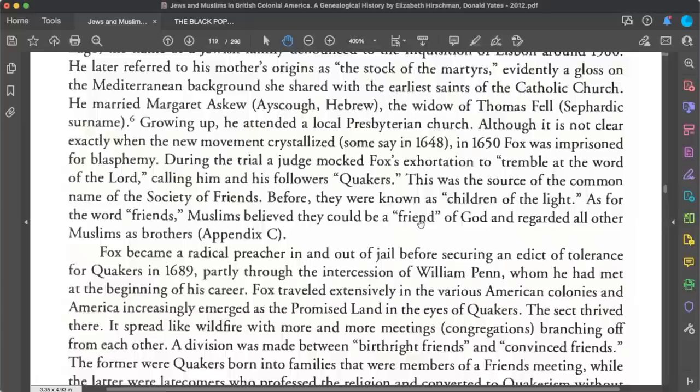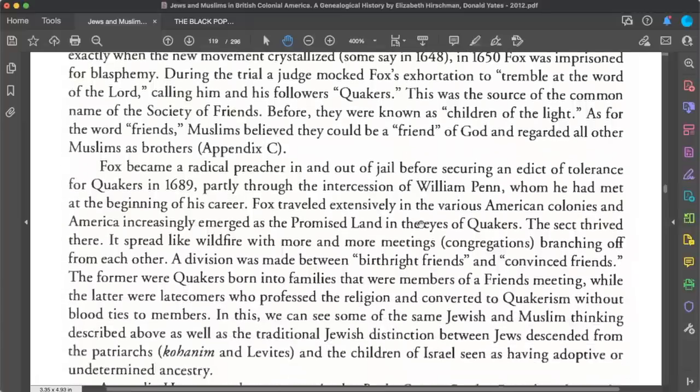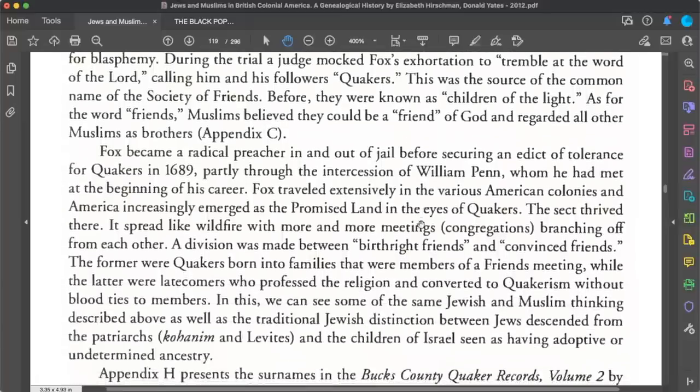Fox became a radical preacher in and out of jail before securing an edict of tolerance for Quakers in 1689, partly through the intercession of William Penn, whom he had met at the beginning of his career. Fox traveled extensively in the various American colonies, and America increasingly emerged as the promised land in the eyes of Quakers, right? So what was America in the eyes of these Quakers who were actually Hebrews? This was the promised land.